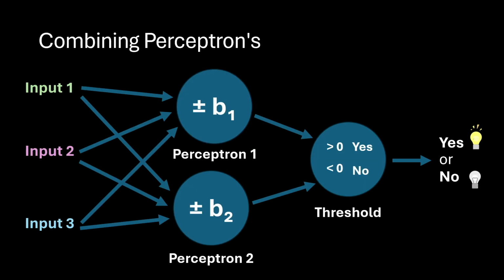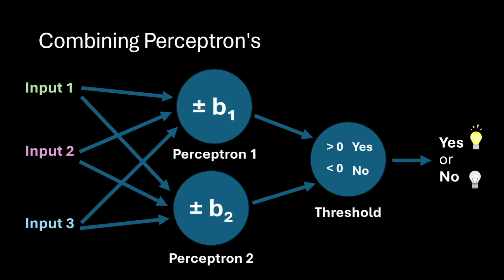This is cool and all, but you might be thinking, this doesn't actually look like intelligence. That's because so far we've only been looking at a single perceptron, which is like one tiny decision maker. But what happens if we connect a bunch of perceptrons together, like our brains? Well, here's how combining them works.